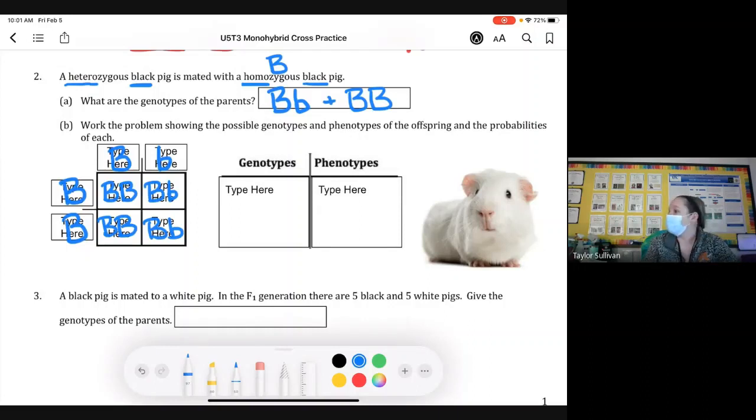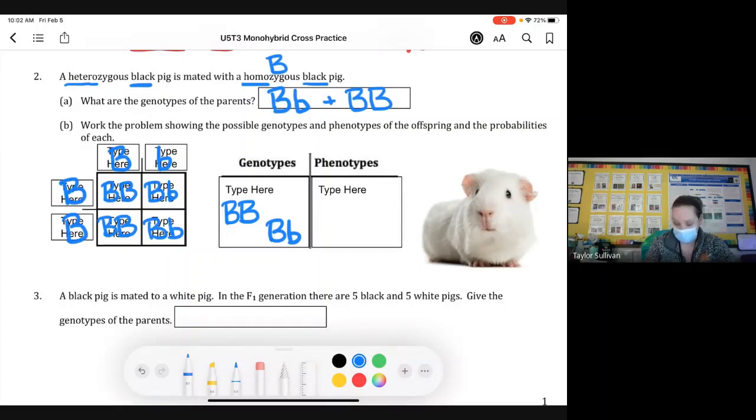So now I have more than one genotype. What are my two genotypes that we have for these guinea pig babies? What could they get? Okay, these two have two big B's, so we have the homozygous dominant as one genotype. But these two babies have a different genotype. What do we call that when they have a big B, little b? Yes, they are heterozygous. So we have both of those genotypes in these babies.